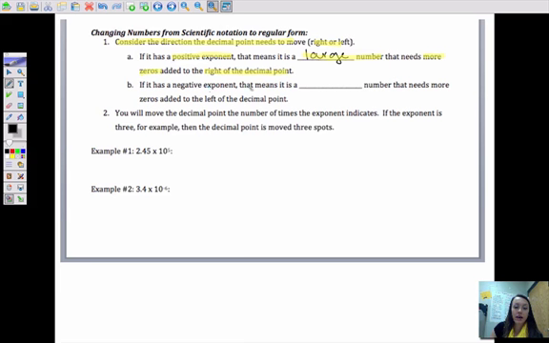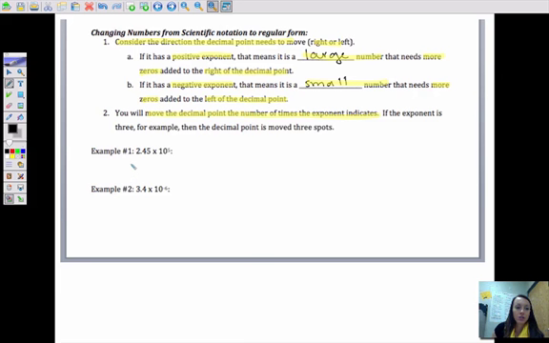If it has a negative exponent, that means it's a small number that needs more zeros added to the left of the decimal point. So again, if it's a negative exponent, it means it's a small number that needs more zeros added to the left of the decimal point. The second step is you're going to move the decimal point the number of times the exponent indicates. So if the exponent is 3, for example, then the decimal point is moved 3 spots. Let's do it 2 times here.